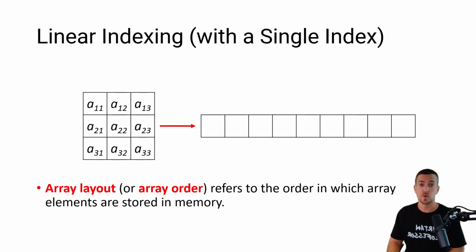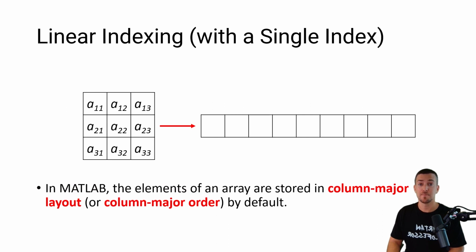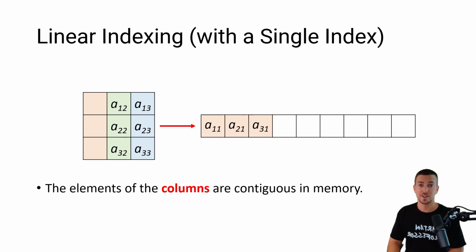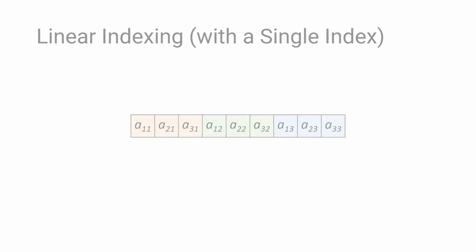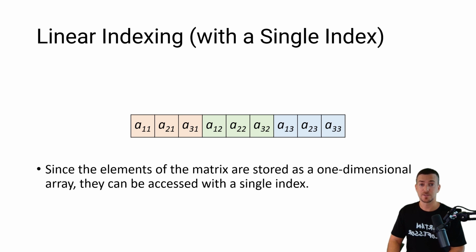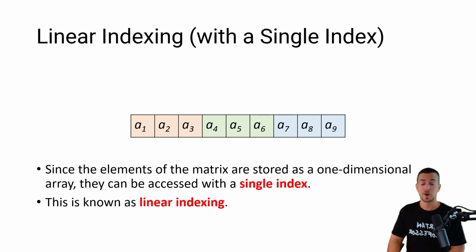Array layout or array order refers to the order in which array elements are stored in computer memory. In MATLAB, the elements of an array are stored in column major layout or column major order by default, starting with the first column and proceeding to the last column. The elements of the columns are contiguous in memory. Since the elements of the matrix are stored as a one-dimensional array, they can be accessed with a single index. This is known as linear indexing. Alright, let's head to MATLAB and check out a few examples.